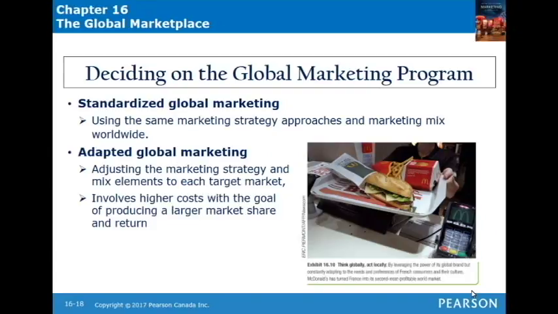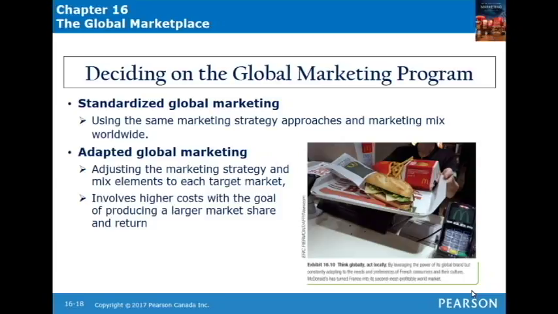Deciding on the global marketing program. Standardized global marketing, using the same marketing strategy approaches and marketing mix worldwide. Adapted global marketing, adjusting the marketing strategy and mix elements to each target market. Involves higher costs with the goal of producing a larger market share and return.